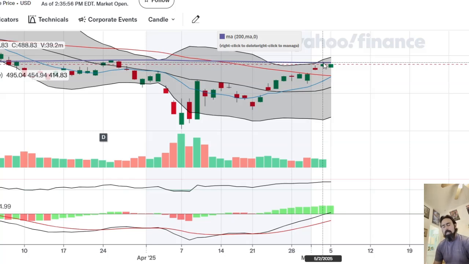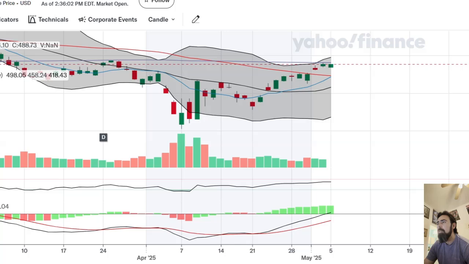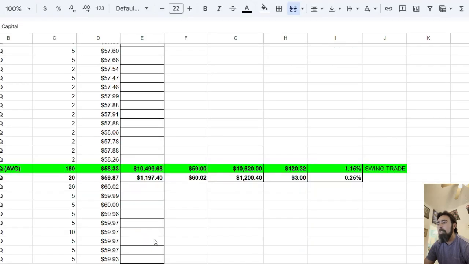Woke up in the morning, and I think I got out with another, it says right here. Let me open up the spreadsheet. I got $120, I was going to say 100, 120. A 1.15% swing trade. But I don't think where we're sitting at right now is the right place to do it again.